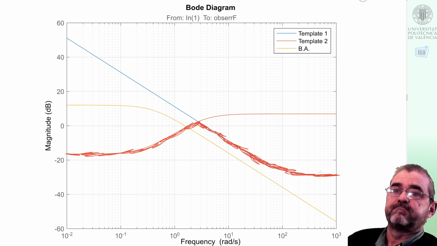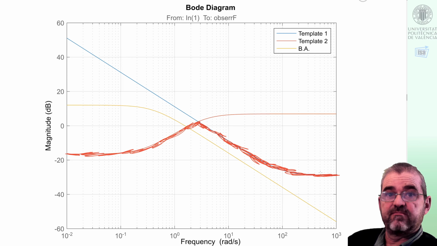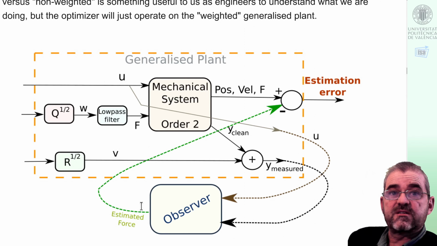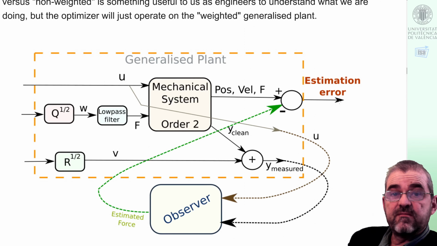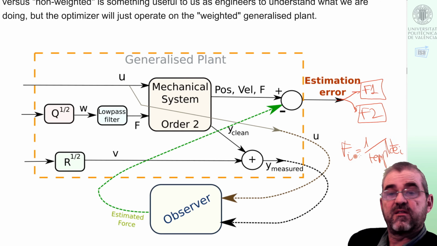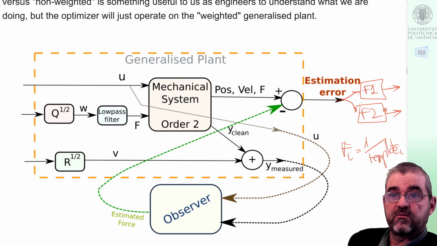So good. Minimum is a nonlinear operation, so we will do an output augmentation or lifting in the following sense. The estimation error will be sent to a filter 1 and filter 2, being the inverse of the template. Then I will get two weighted errors.